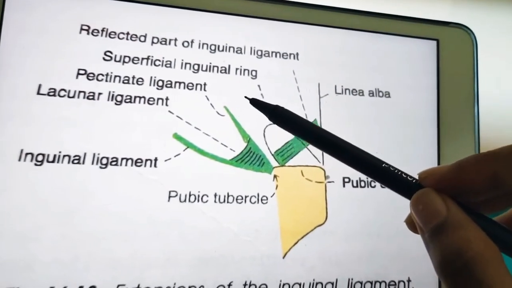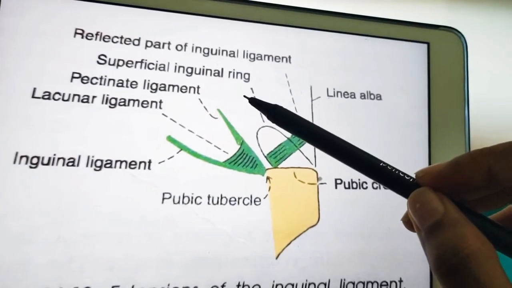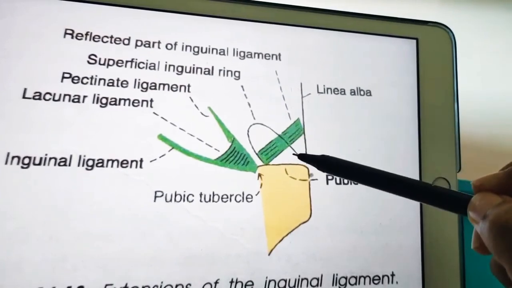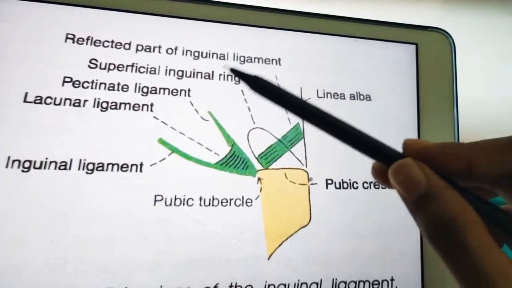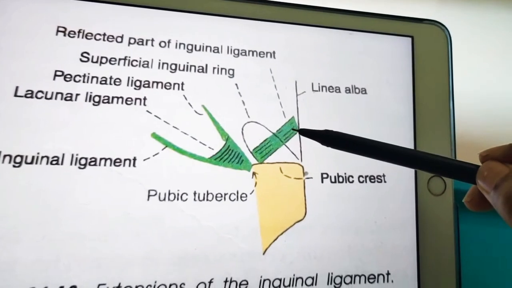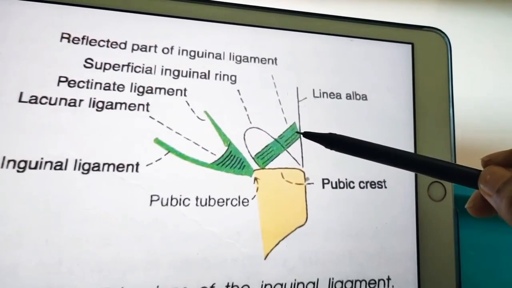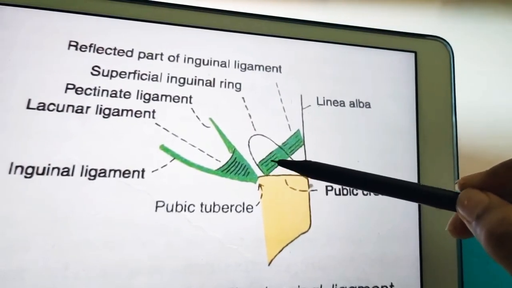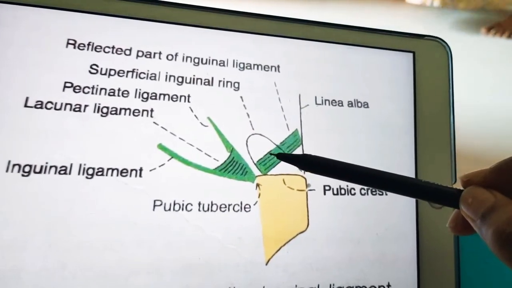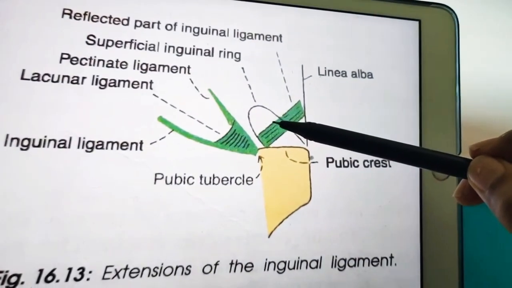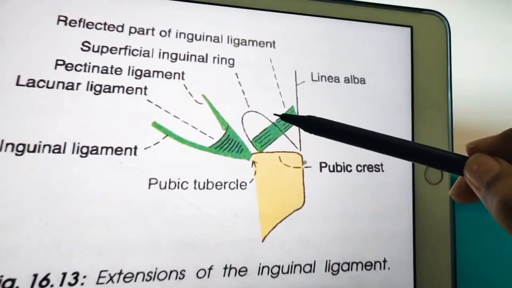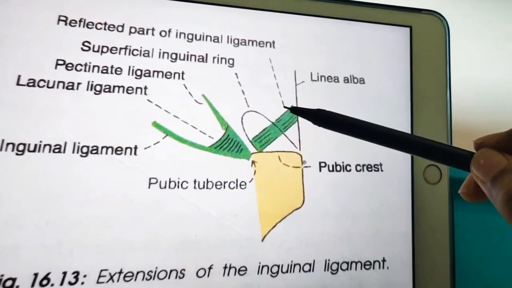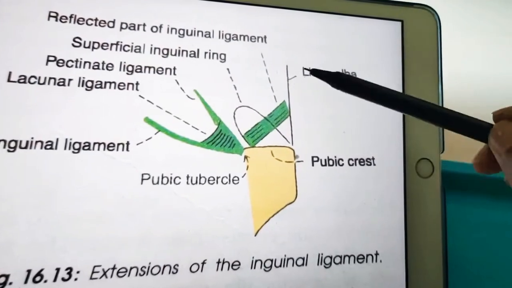Next, coming to the reflected part of inguinal ligament. So here you can clearly see, this is the reflected part of inguinal ligament. Sorry, not this one, this one. So this is the reflected part of inguinal ligament. It consists of fibers which pass upwards and medially from the lateral crus of superficial inguinal ring, and it lies behind the superficial inguinal ring and in front of conjoint tendon. Its fibers interlace with those of the opposite side at linea alba over here.